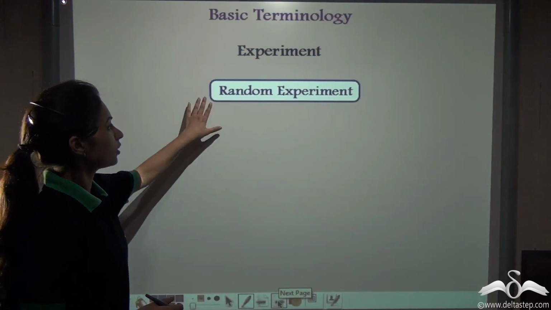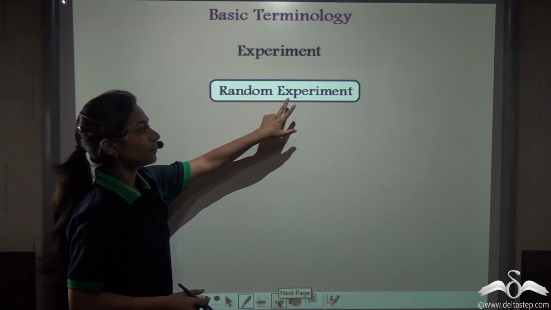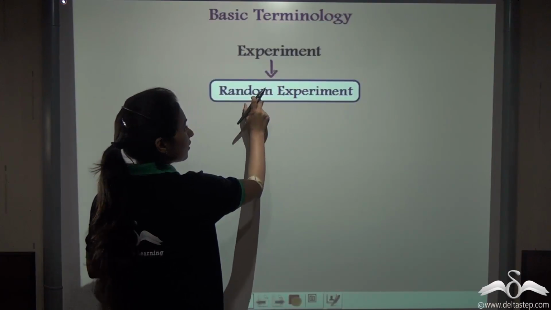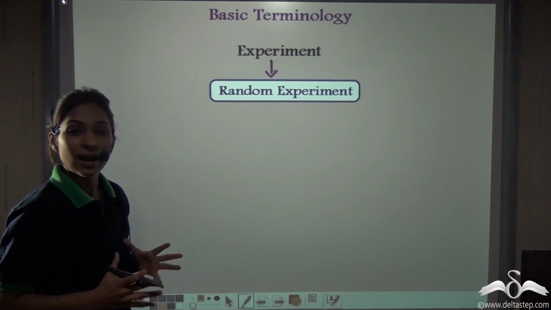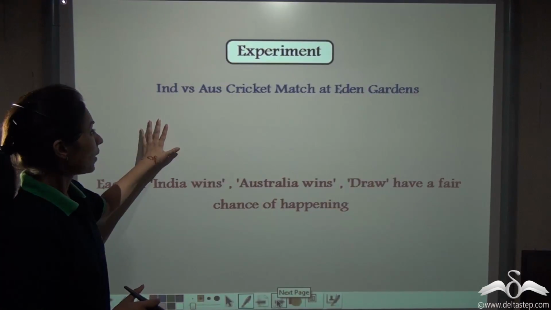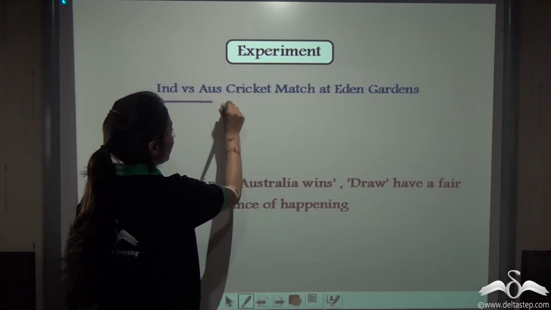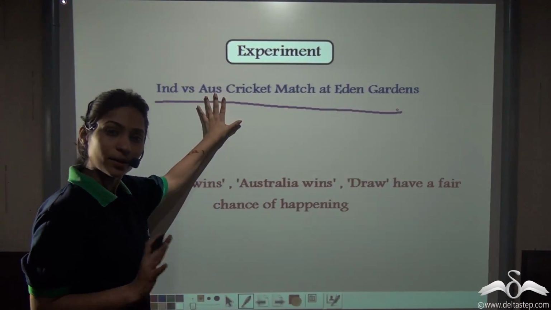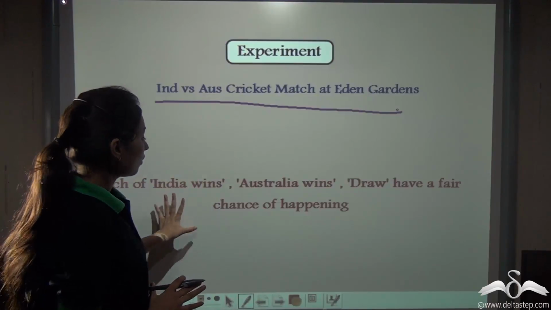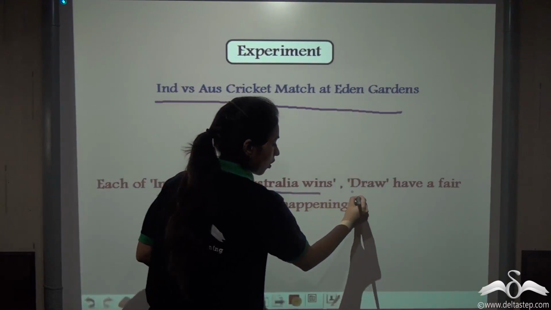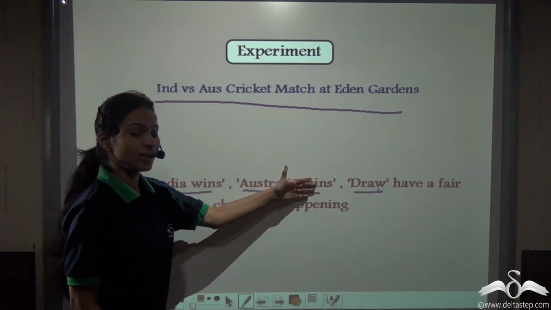Now, we move to the second term, that is random experiment. Experiments can be classified as random experiments. Now, what is a random experiment? Let's see. We have an experiment here, the India versus Australia cricket match at Eden Gardens. This is an experiment and we have seen that. Now, what are the outcomes here? India wins, Australia wins, or draw. Any of these three can happen.